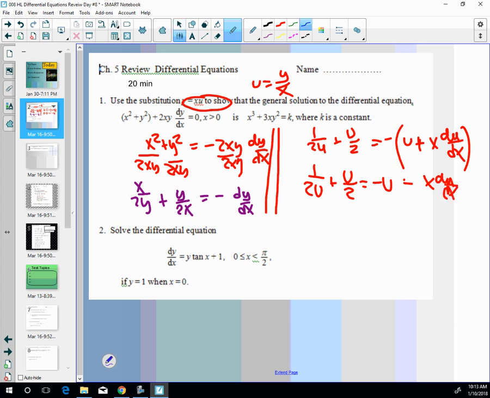Then I'm going to add 2u over 2. So this is going to give me 1 over 2u plus 3u over 2. Didn't like that, did you? You see what I did, though? I added 2u over 2 to u over 2 to get 3u over 2. We need to get rid of that u on that side.